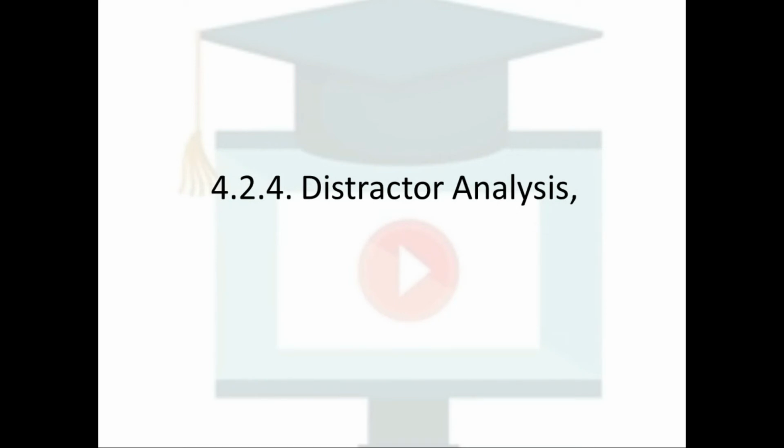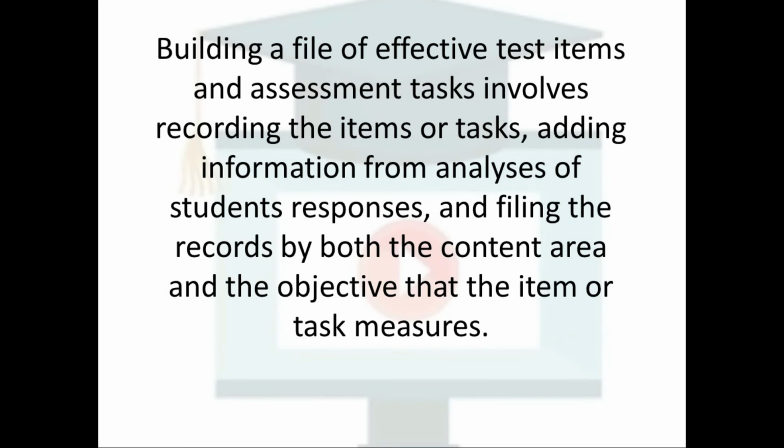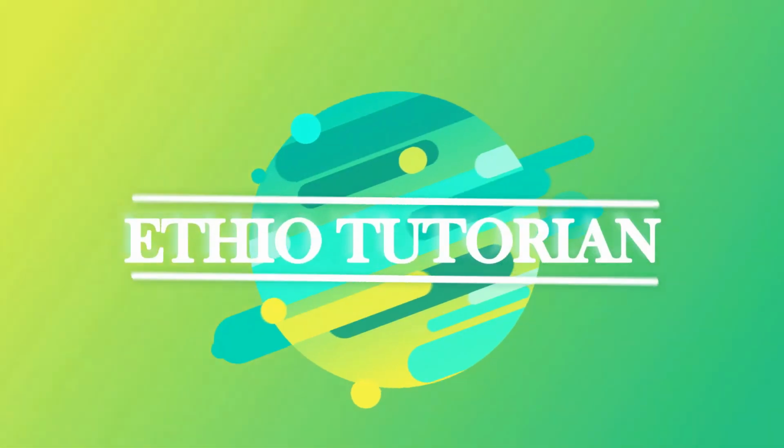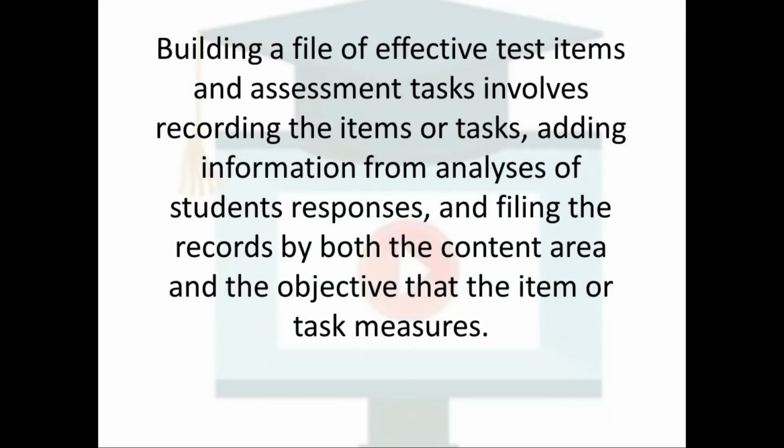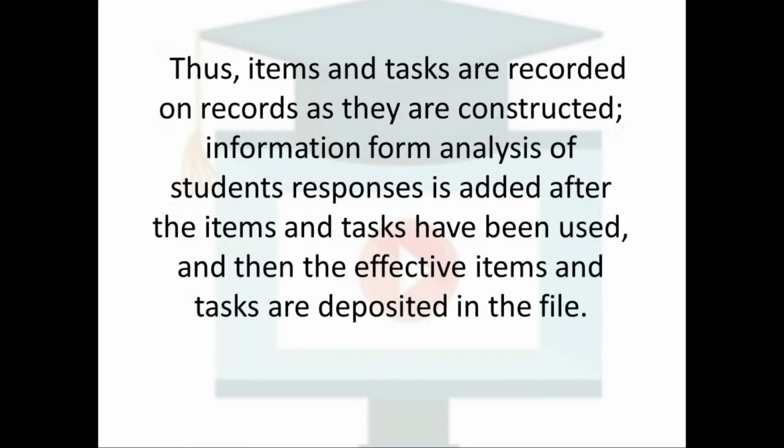4.2.4 Distractor Analysis. Building a file of effective test items and assessment tasks involves recording the items or tasks, adding information from analysis of students' responses, and filing the records by both the content area and the objective that the item or task measures. Thus, items and tasks are recorded on records as they are constructed. Information from analysis of students' responses is added after the items and tasks have been used, and then the effective items and tasks are deposited in the file.